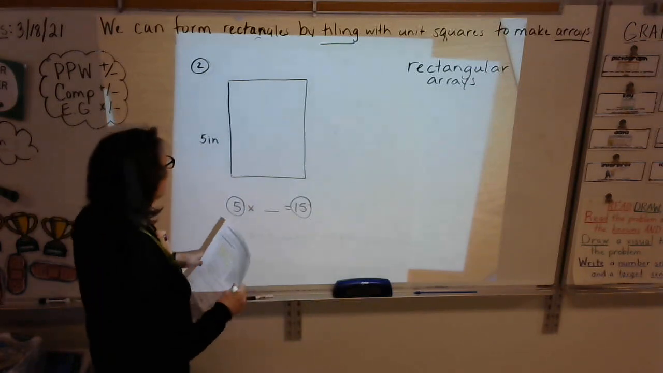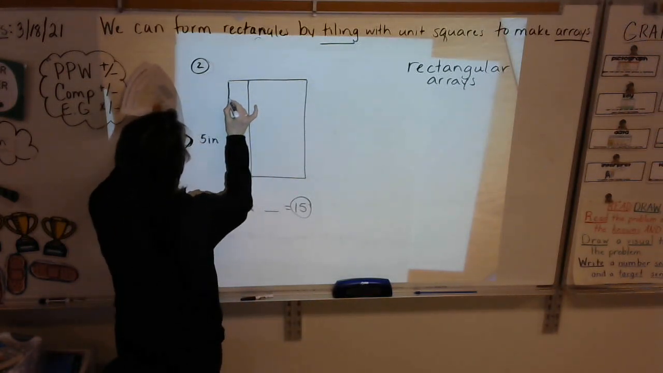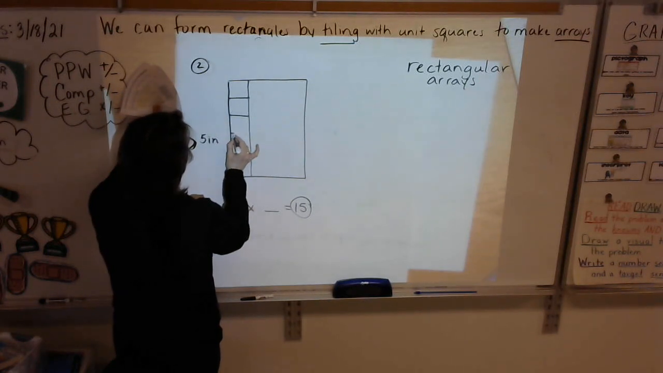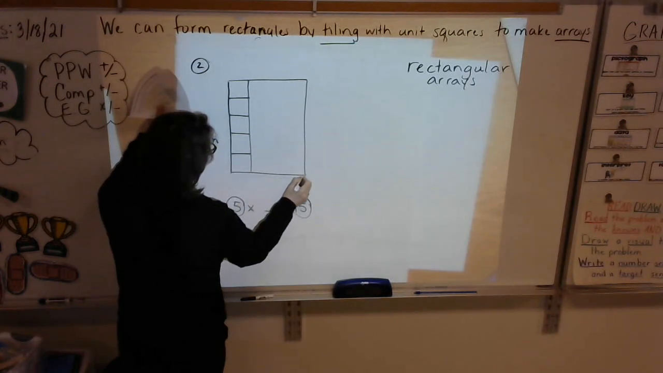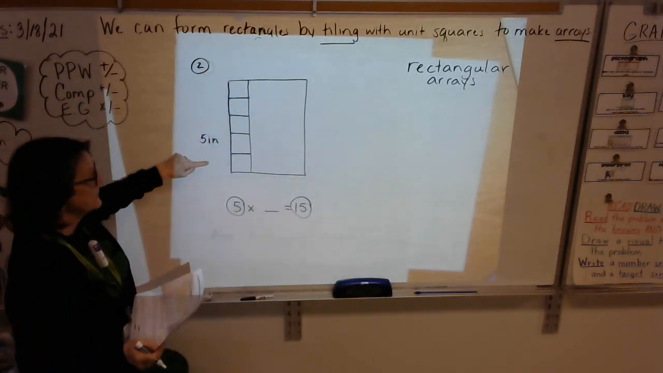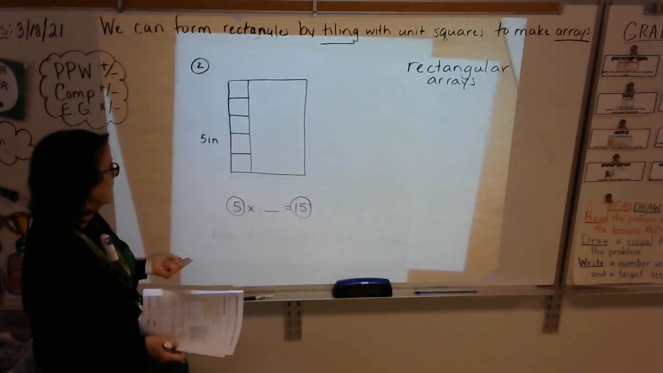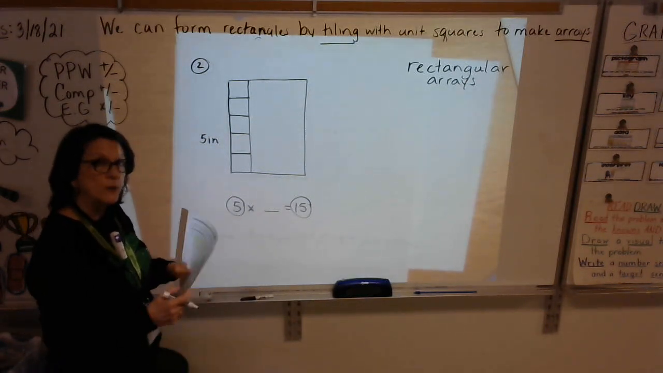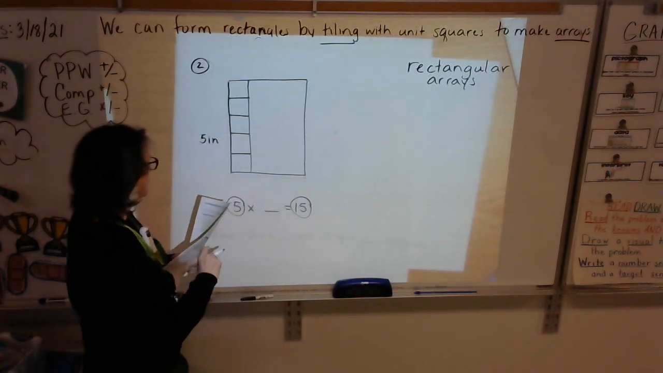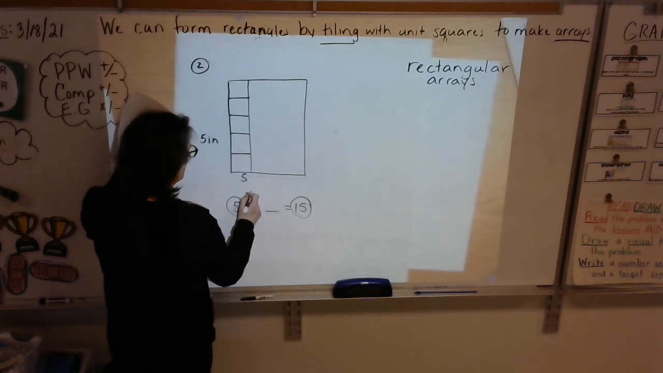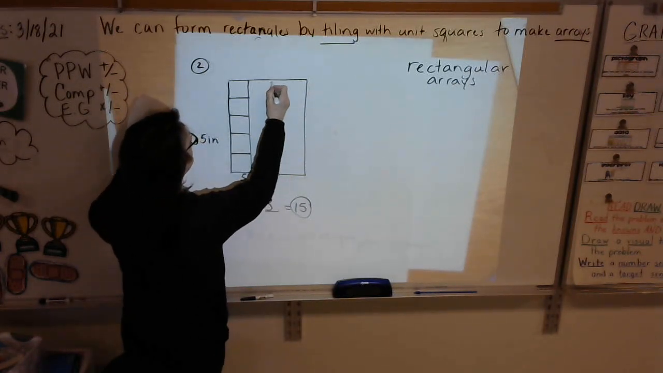So if you think about it, we can draw 5 squares. And mine are not very even, okay? 5 squares, and now we have a side that is 5 inches. 1, 2, 3, 4, 5. Remember, we can just count the tiles. Now think about it. How many times are we going to have to count 5 to get to 15? 5, 10, 15. We'll have to count 3 times. So 5 times 3 equals 15. So how many columns will we need? We will need 3 columns.